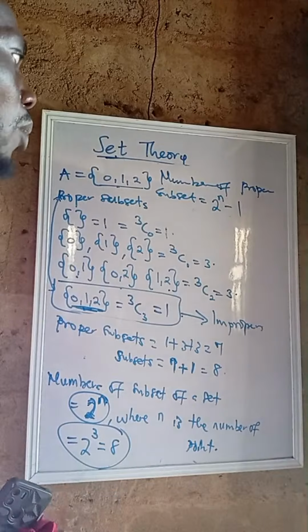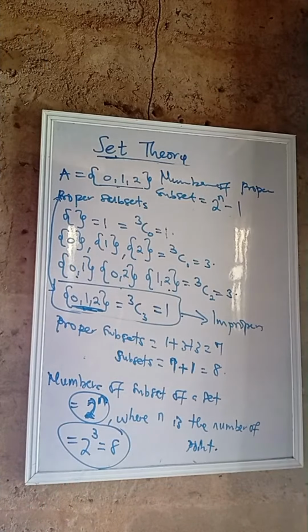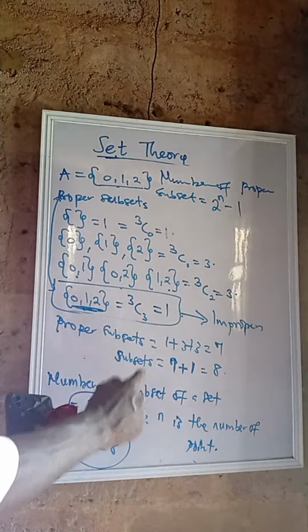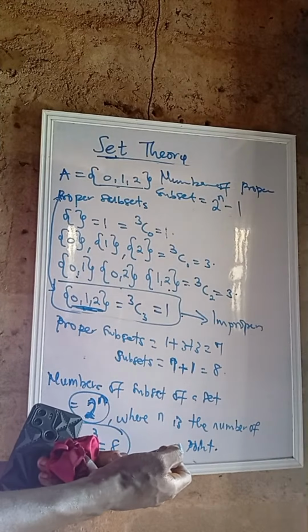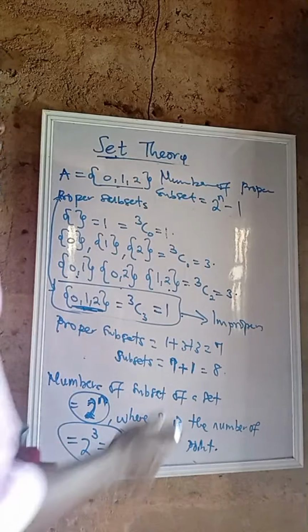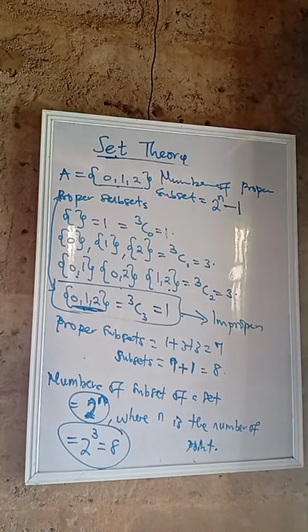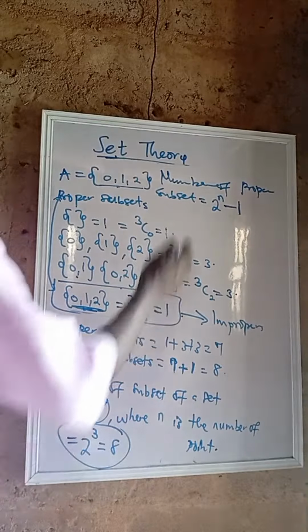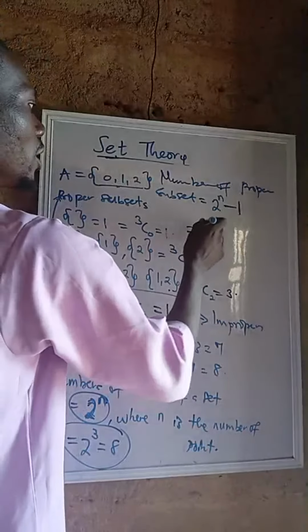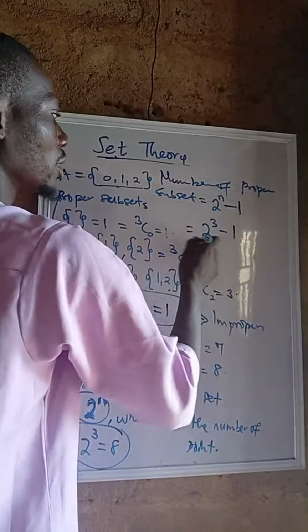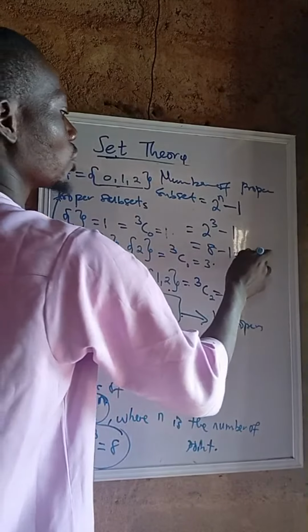But if it is the proper subset that they ask you to find, remember the proper subset is one less than the subset itself. So just subtract 1 to get the number of proper subsets. For this question, the number of proper subsets is 2 raised to 3 minus 1. 2 raised to 3 is 8. 8 minus 1 is 7.